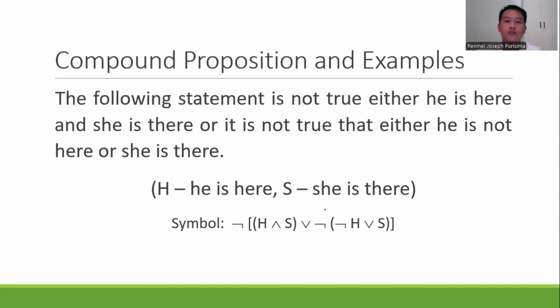Okay, so next, another example. So compound proposition and examples. The following statement is not true. Either he is here and she is there. Or it is not true that either he is not here or she is there. So H is for he is here and S is for she is there. So the symbol for that, from that statement, is this. So we will come up with that. So your turn. So you will be also passing it during your face-to-face session.